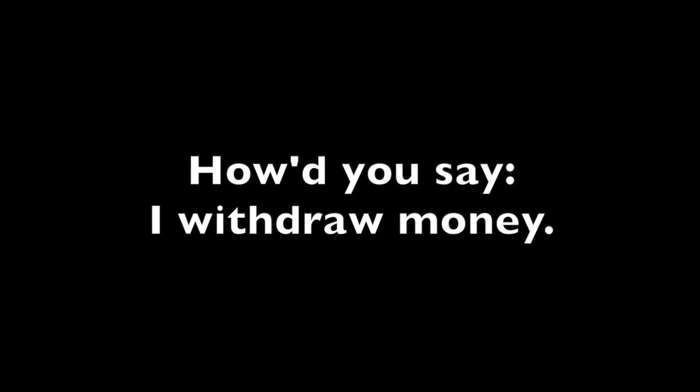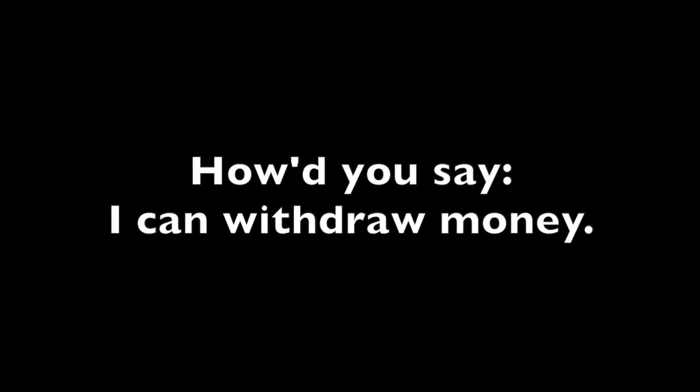How would you say I withdraw money? Ich hebe Geld ab. You see here, ab is separated and kicked to the very end, because now we have two parts of verbs, and the second part is kicked to the end. Ich hebe ab. Ich hebe Geld ab.